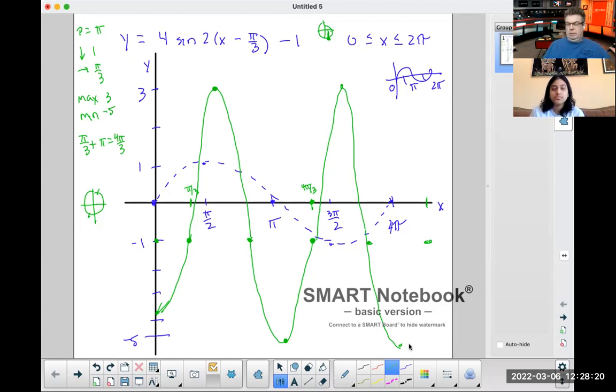Now, just out of an abundance of caution, what if this had been y equals 4 sine of 2x minus 2 pi over 3? You have to factor the 2 out. That's got to come out to get the correct phase shift. Period, you're fine. It's still 2 pi over 2, but the phase shift, not so much. All right. Okay. Now what?